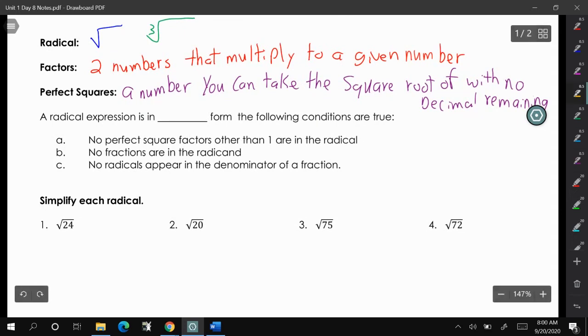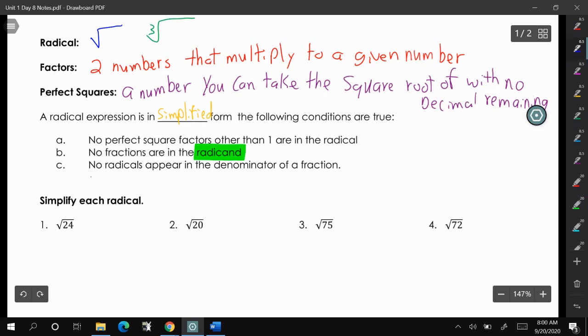Now, a radical expression is in simplified form when these conditions are true. No perfect square factors other than 1 are in the radical. No fractions are in the radicand, and no radicals appear in the denominator of a fraction. This term, radicand right here, is just a fancy word for the number under the radical symbol.